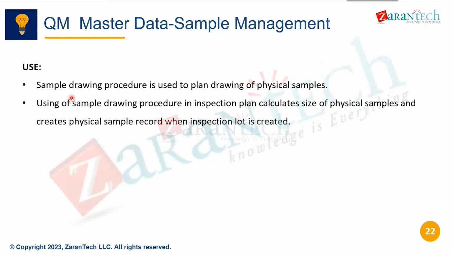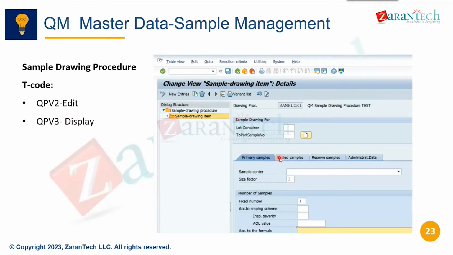Okay, so this is the use. The sample drawing procedure is used to plan the drawing of physical samples, which we discussed. Using the sample drawing procedure, the inspection plan calculates the size of physical samples and creates the physical sample record. A physical sample record means there is one unique identity for the physical sample, and that will be created for each physical sample when the inspection lot is created. So that is the use of the sample drawing procedure. Okay. So this we have seen yesterday.